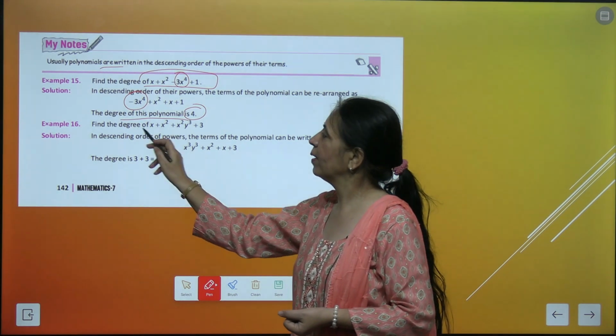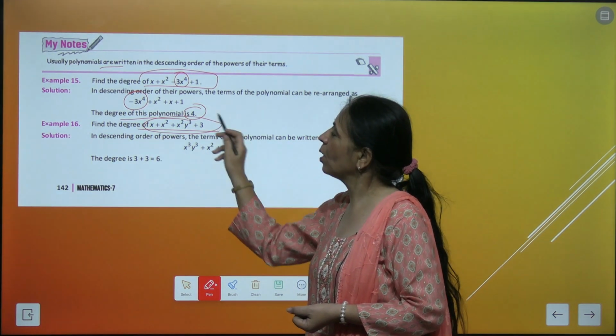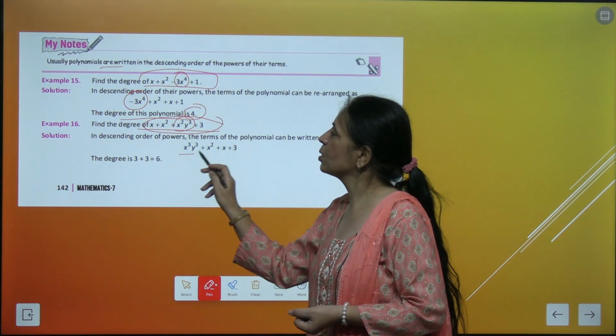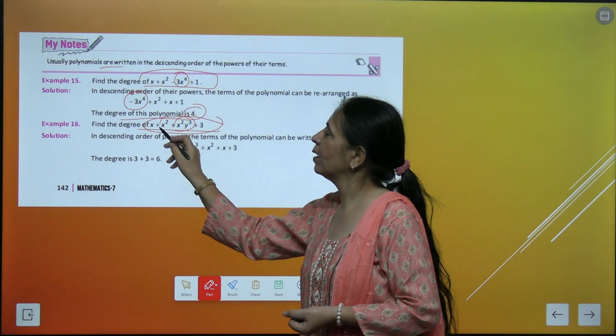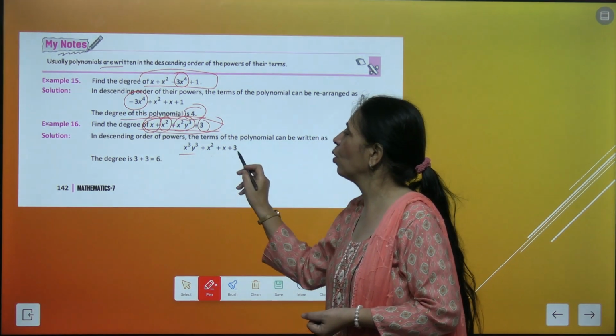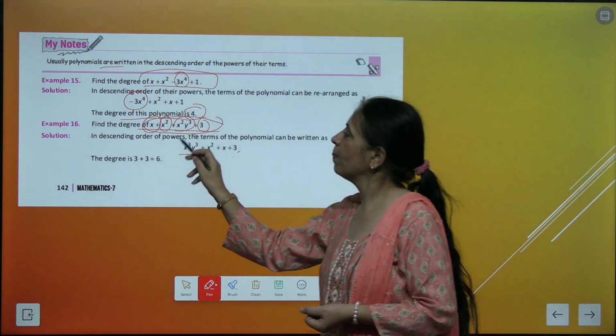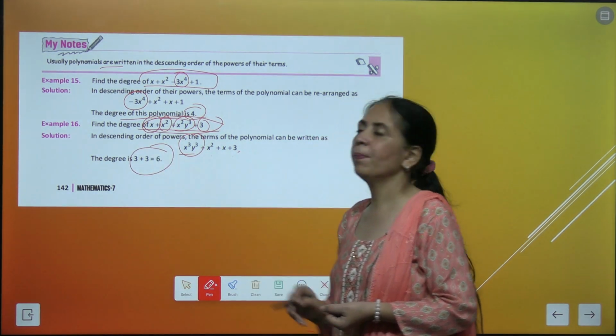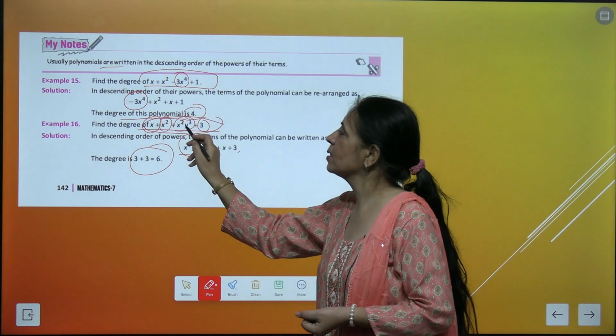And you have to find the degree here. So first we will write in decreasing order. We wrote x cube y cube, then x square, then x, and then the constant term 3. 3 plus 3 is 6, so the degree becomes 6. Got it?